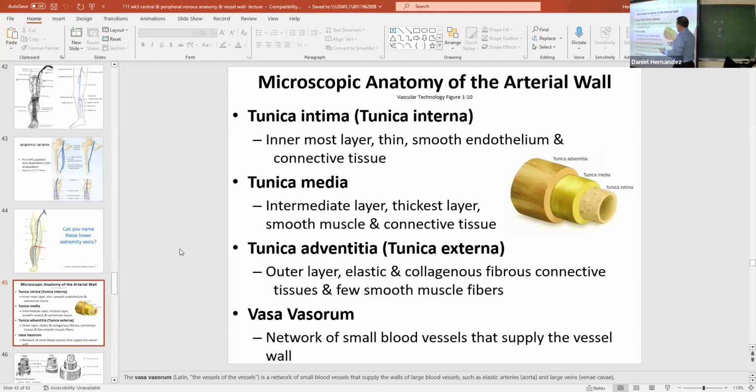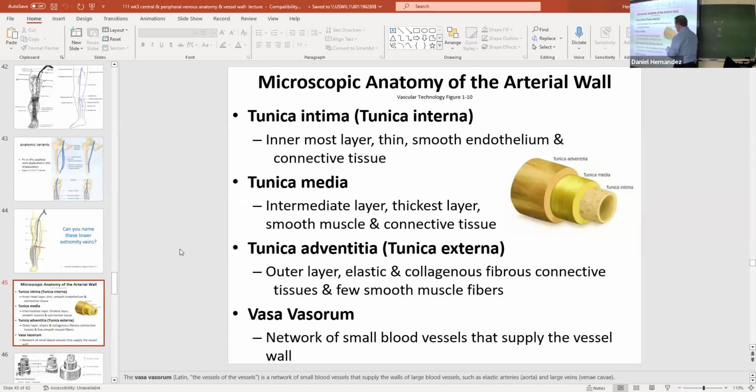The tunica media is that middle or intermediate layer. In terms of the arteries, this is going to be the thickest layer. It's comprised of smooth muscle and connective tissues. This is what gives that artery its stiffness and rigidity and its ability to handle those increased pressures.